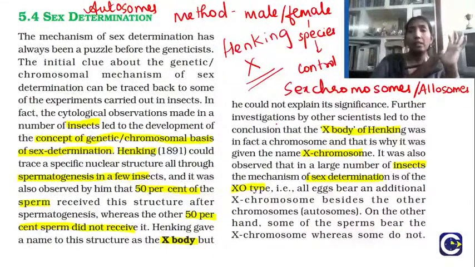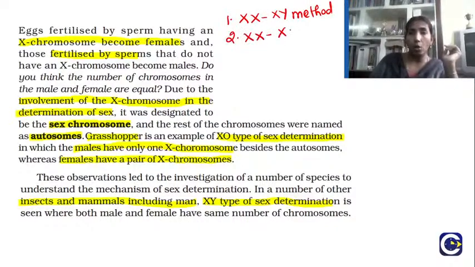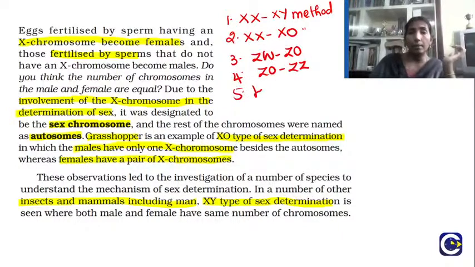There are basically 5 main genetic mechanisms of sex determination. Now what are those 5 methods? Let me explain. We have the XX-XY method, then the XX-XO method, then the ZW-ZZ method, and then the ZO-ZZ method. Very important exam question. Sometimes there is also the haploid-diploid method. We will go one by one.